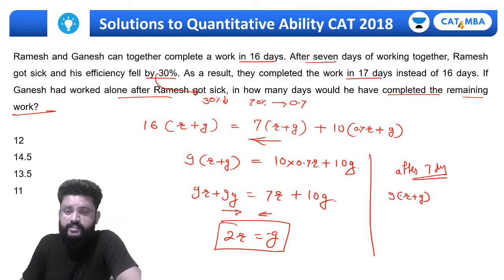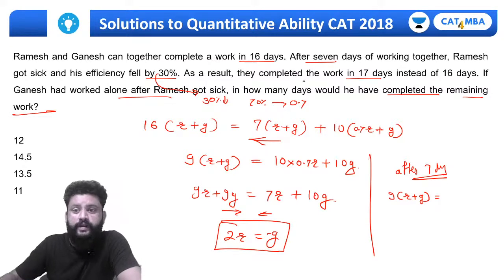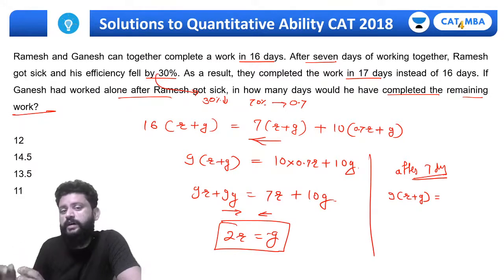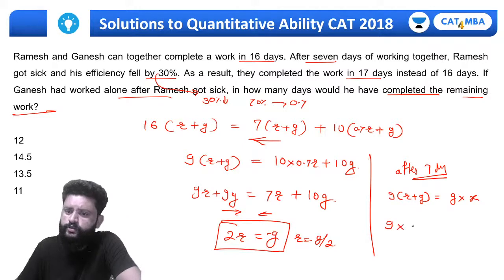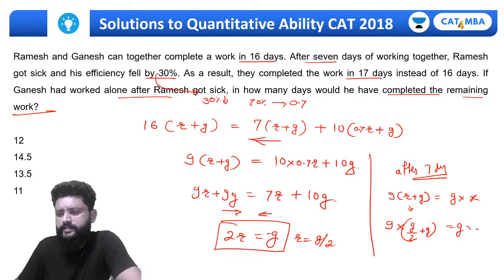Total work can be completed in 16 days. So 9 days का काम अभी भी बचा है, and this work must be completed by Ganesh alone. If Ganesh had worked alone after Ramesh got sick, तो Ganesh को इसको करने के लिए let's say X days लगेंगे, and we know R is nothing but G by 2. So I can put the value of 9 into G by 2 plus G, that is 3 by 2 G into X. 1 plus 1 by 2 is 3 by 2.